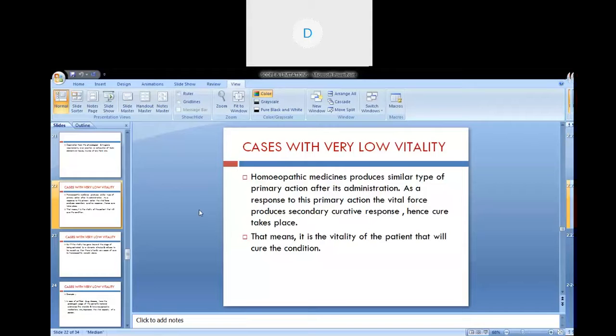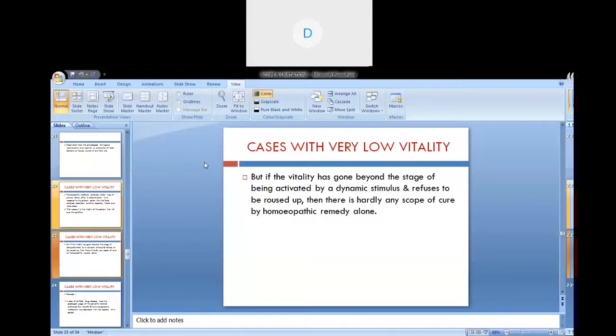So what does that mean? It means that even though we're giving a medicine, we are also activating the vital force. We are activating it to respond to the natural disease factor. So the artificial disease agent, that is your medicine, will bring about a response, will shake up the vital force, so that the vital force is able to respond to the natural disease agent. So in cases with very low vitality, it's very difficult for the vital force to respond and to react, to be shaken out of its state, and to fight the disease.